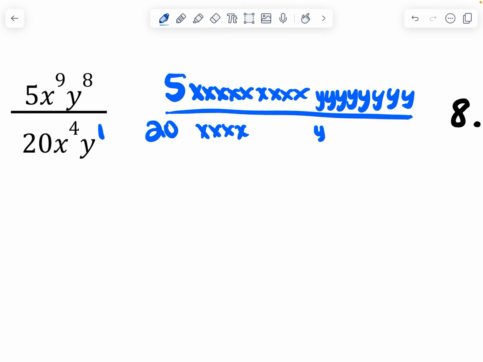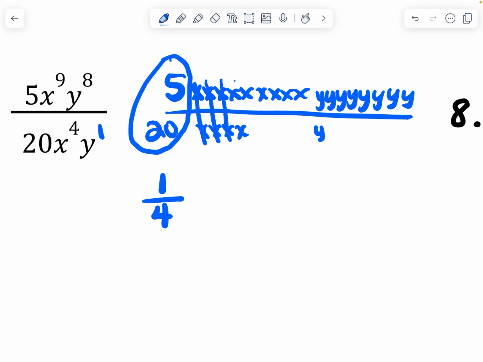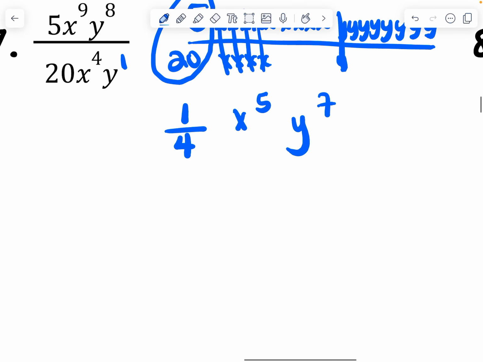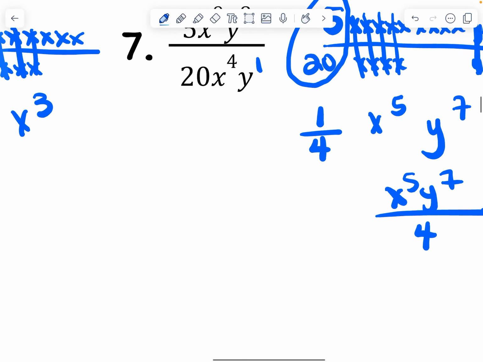Sorry about that. Now, if I look at my coefficients, be careful. The bigger number is on the bottom. That means when I simplify this, this is going to be 1/4. It is not 4, it is 1/4. Cancel, cancel, cancel, cancel. And I would get x to the 5th power. Cancel this, y to the 7th power. Again, this can be written as x to the 5th, y to the 7th, all over 4. It's the exact same thing.